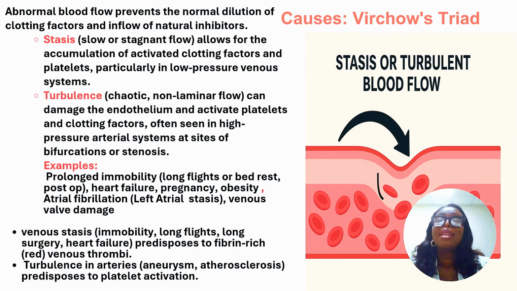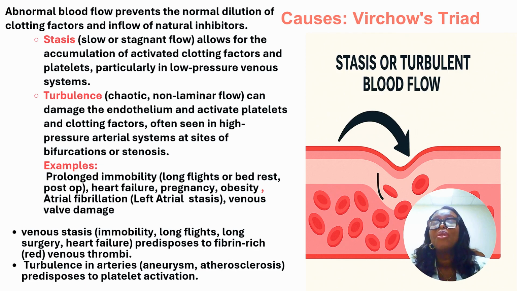A slow and stagnant flow in the blood vessel allows for accumulation of activated clotting factors and platelets, particularly in the low pressure venous system. Now let's look at turbulence. What is turbulence? We can just say it is chaotic or non-laminar flow. Then when you have chaotic or non-laminar flow within the blood vessels, it can damage the endothelium. It can also activate platelets and clotting factors. And this is often seen in the high pressure arterial system at the sites of bifurcations or stenosis.